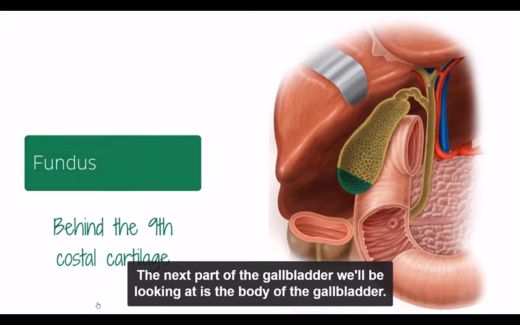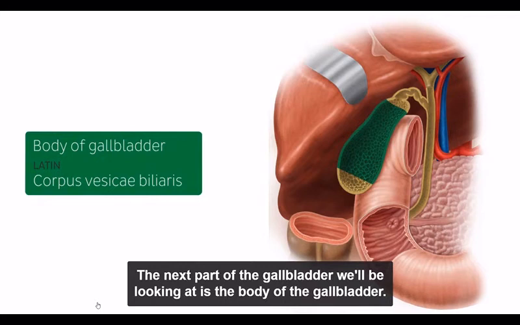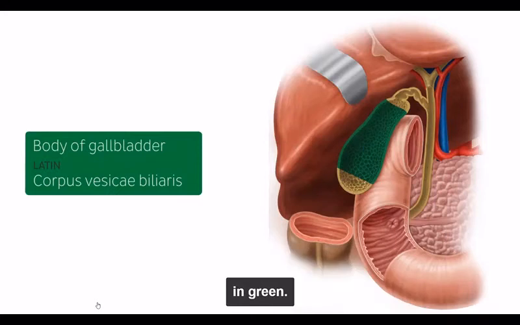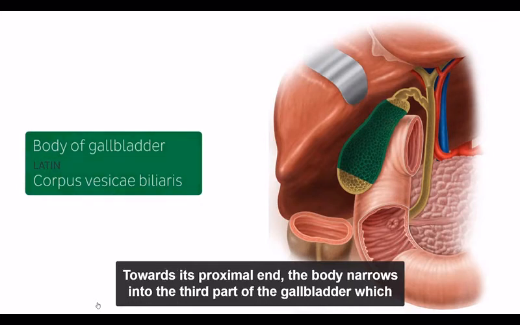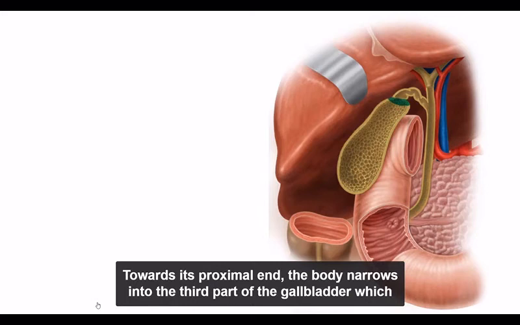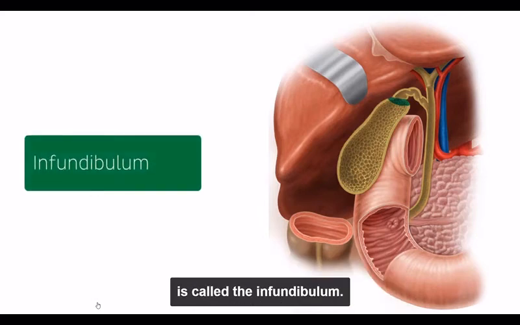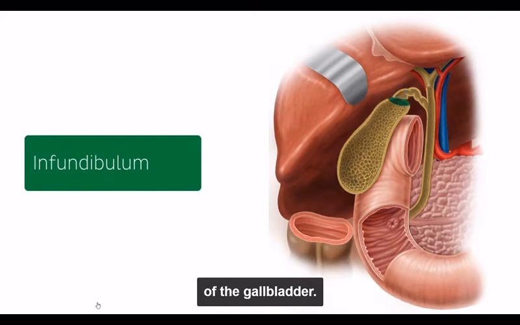The next part of the gallbladder we'll be looking at is the body of the gallbladder. The body is the largest part of the gallbladder and is this portion we can see here highlighted in green. Unlike the fundus, the body normally lies in contact with the liver surface. Towards its proximal end, the body narrows into the third part of the gallbladder, which is called the infundibulum. The infundibulum is considered to be this tapering area between the body and the neck of the gallbladder.